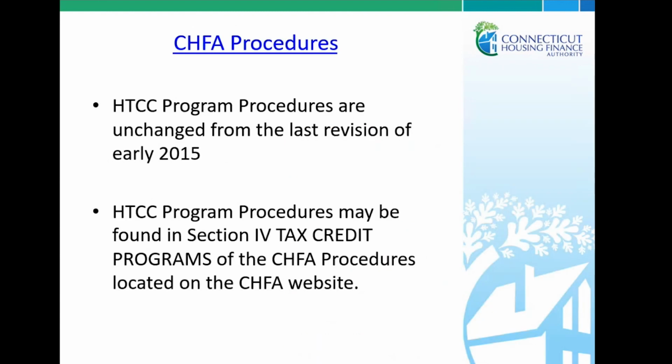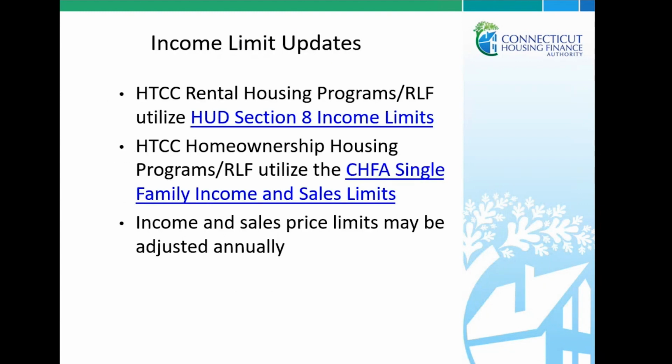CHAPA procedures. The program procedures for HTCC are unchanged from the last revision of early 2015. HTCC program procedures may be found in Section 4, Tax Credit Programs of the CHAPA procedures located on the CHAPA website. Income limit updates. HTCC rental housing programs and revolving loan fund utilize HUD Section 8 income limits. HTCC home ownership housing program and revolving loan fund utilize the CHAPA single family income and sales limits. In the presentation, if you click on those, it's a link that will bring you straight there. Income and sales price limits may be adjusted annually.